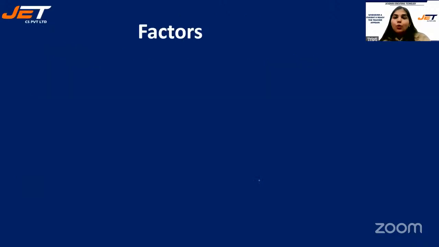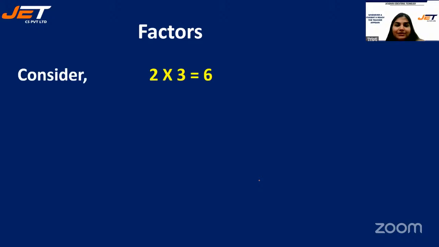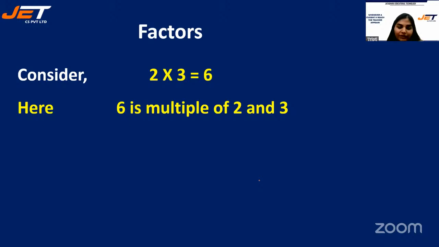Now, factors. What are factors? So multiples are the numbers which come in the times table of certain numbers. Now, if I talk about factors, what are factors? So if 2 times 3 is equal to 6, we can say that 2 and 3 are the factors of 6. Or we can also say 6 is a multiple of 2 and 3, or 2 and 3 are the factors of 6.